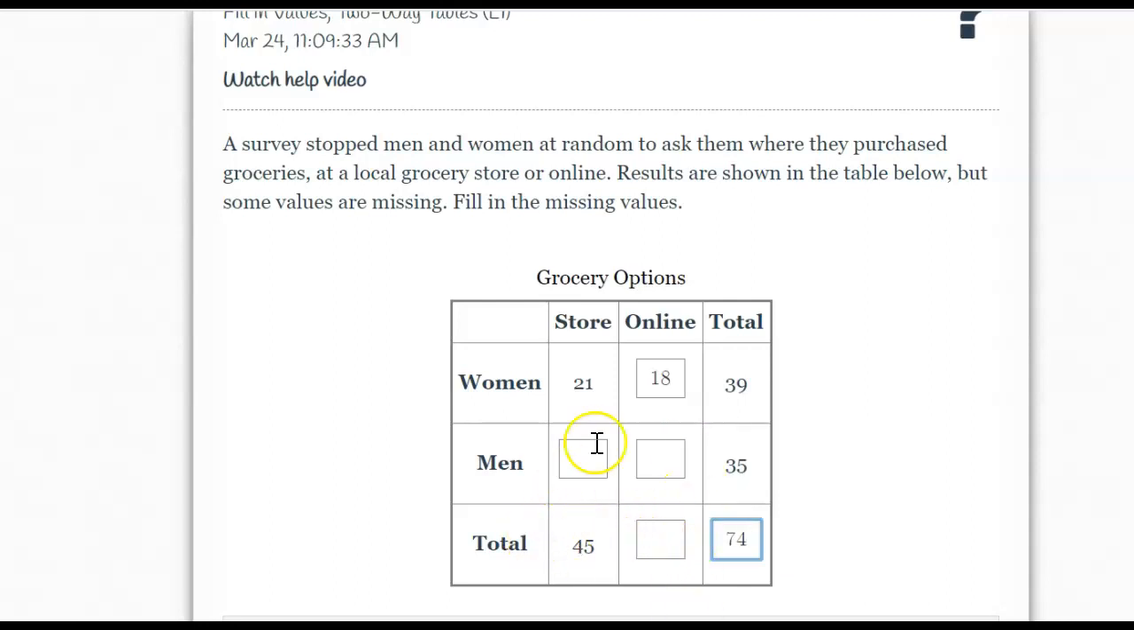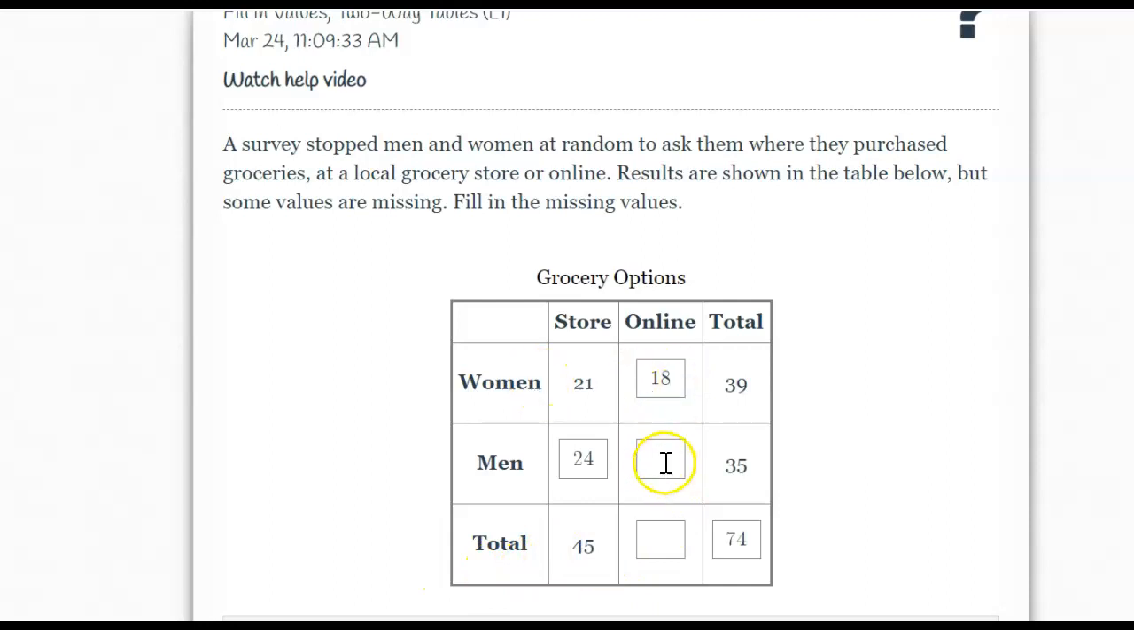Right? So now I can look and I see my next section. How many men and women shopped at the store? Well, 21 women did and a total of 45. So I'm going to take my total of 45, take away my women, which is 24. So now I'm going to have enough information to continue plugging through finding the missing pieces.